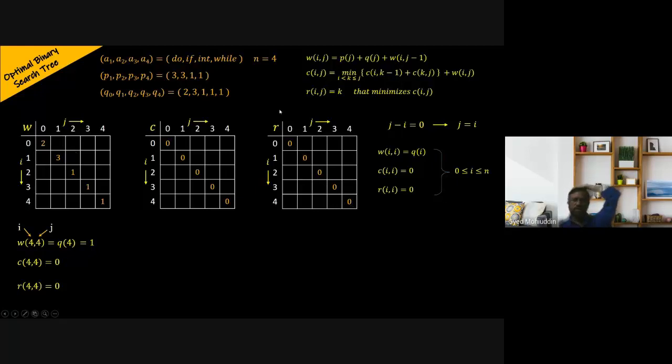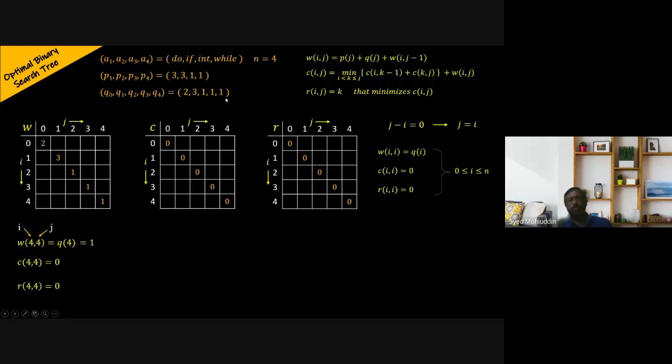Then the weight is computed with the probability. Initially there is no probability of success, because the tree is blank, a null tree. So P of j is not considered, but because there is nothing, there is unsuccessful search, so Q of j is considered. So initially W of i, j will be equal to Q of i. Here you can see the diagonal is filled: for 0 it's 2, for 1 it's 3, for 2 it is 1, for 3 it is 1, and for 4 it is 1. So the diagonal is filled with all the values of the probabilities of Q.